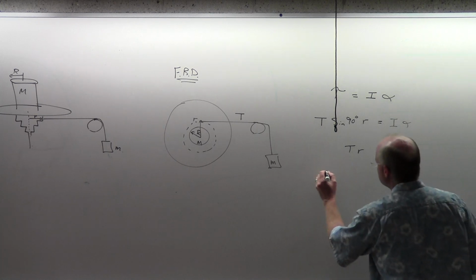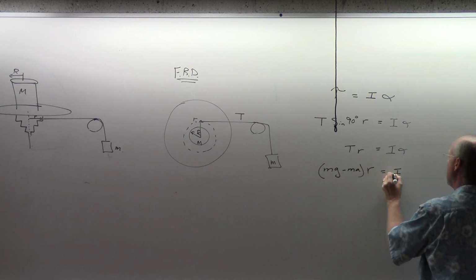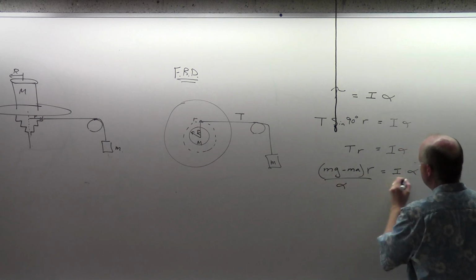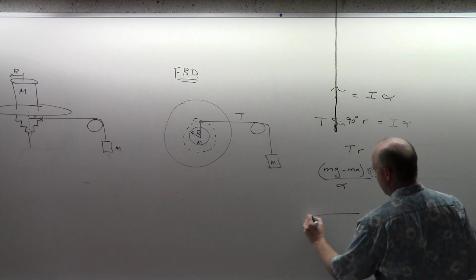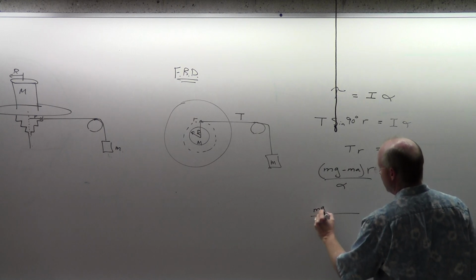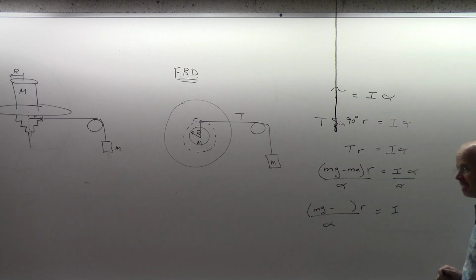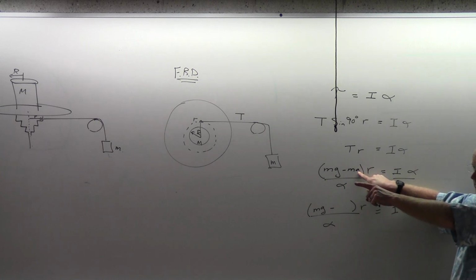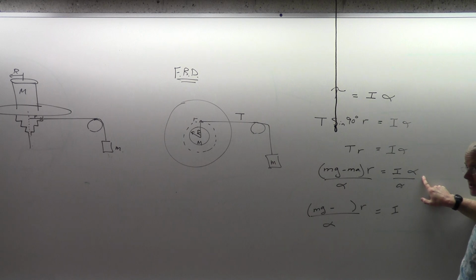But I'm going to replace this with (mg minus ma) times r is equal to I alpha. Which means then, if I divide both sides by alpha, don't I have an equation for I? I have an alpha, I have an mg minus, one more step here. Isn't this a, the acceleration over there? Shouldn't that be related to this a, which is the acceleration of this unwinding disk?